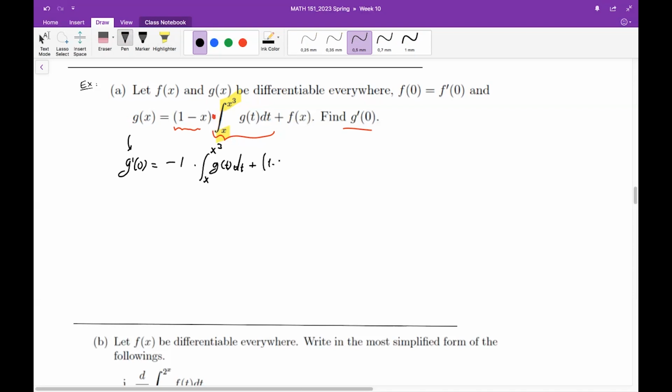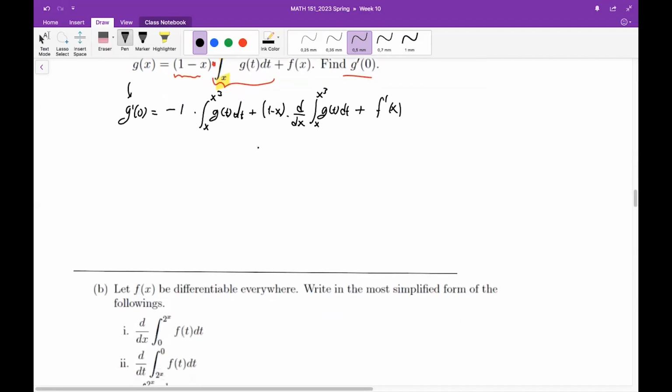Plus, first stays the same, times the derivative of the second expression here, d over dx, the derivative of that integral of g(t) dt. Okay, we can deal with this later. And there is this final expression here, and I take the derivative of it. Okay, then what do we have?